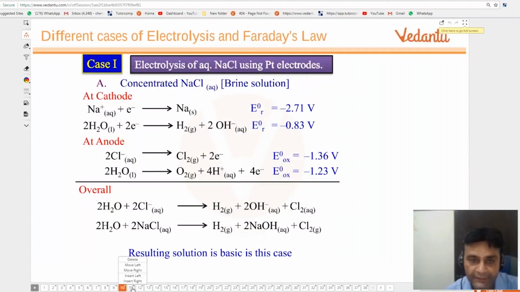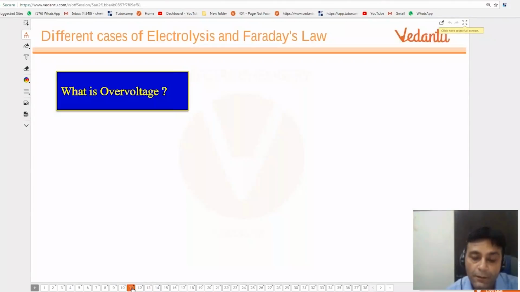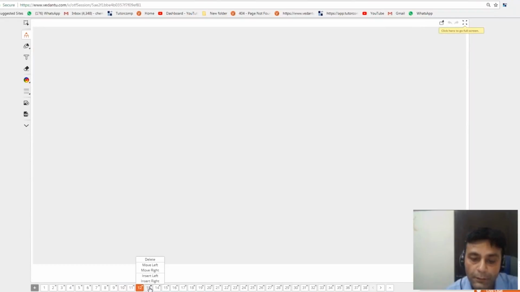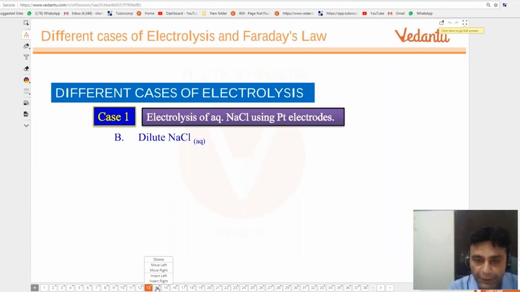This we have already discussed. Now, I'm not talking about the dilute case. Case of dilute NaCl. Dilute NaCl. Dilute means battery also involves electrolysis?